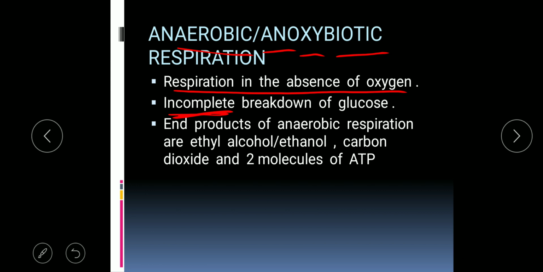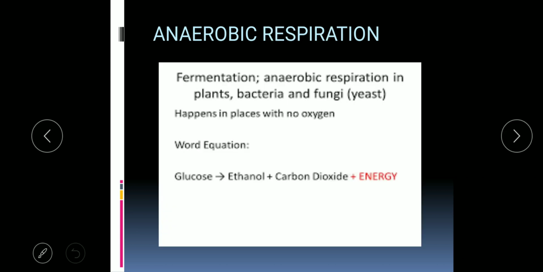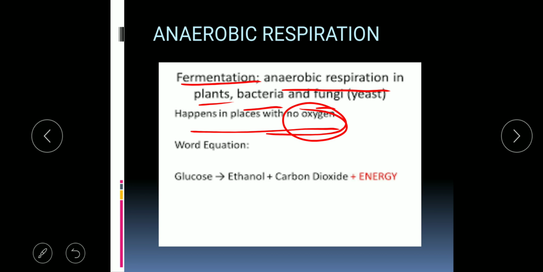What are the end products of anaerobic respiration in plants? They are ethyl alcohol, carbon dioxide, and only 2 molecules of ATP, whereas in aerobic respiration there is the formation of 38 molecules of ATP. Here the chemical equation is given. This anaerobic respiration is also known as fermentation, and it is also found in certain bacteria, fungi, and some plant parts. It occurs in the absence of oxygen.